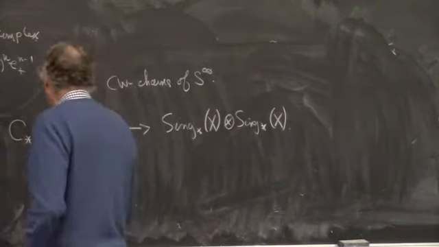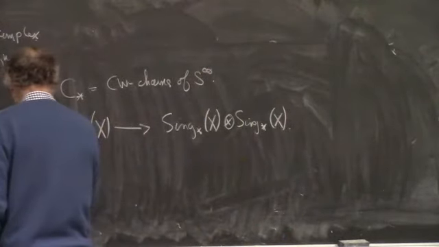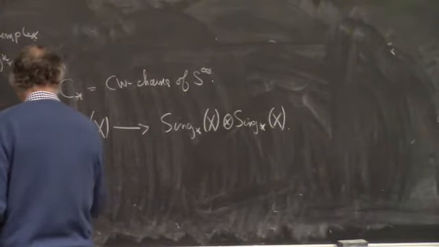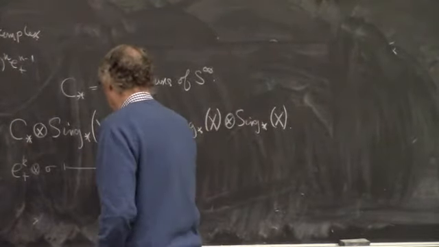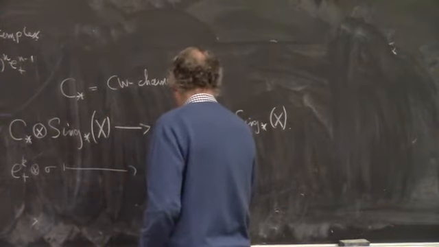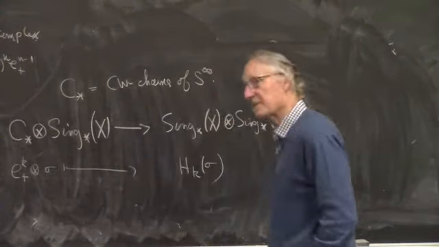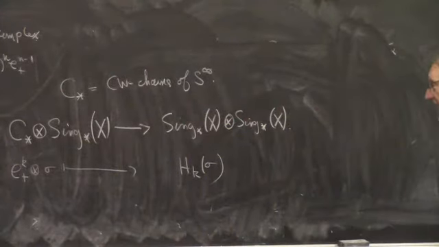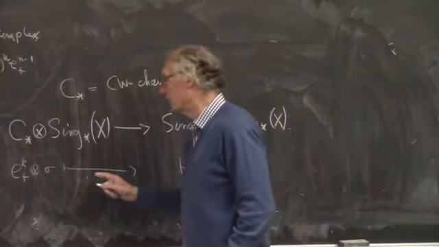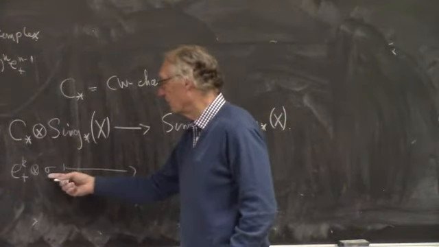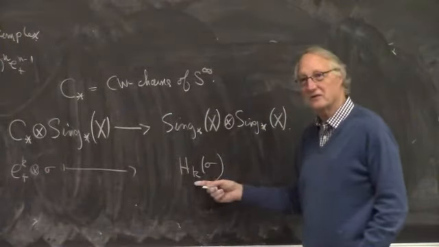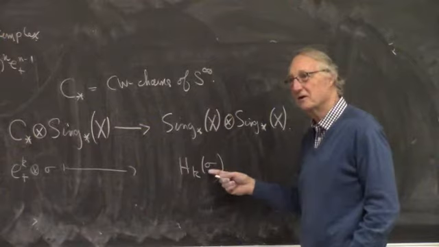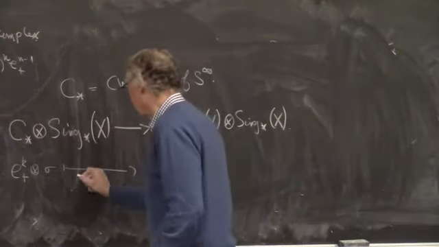Okay. I'm going to define a map here. It's going to send e_k^+ tensor sigma, where sigma is a singular chain, so that singular simplex is going to go to H_k(sigma). So the first thing to notice is that this is degree preserving. If sigma is an n simplex, this is something of total degree n plus k. Sigma is an n simplex, this raises degree by k, so this is also degree n plus k. So it's degree preserving.